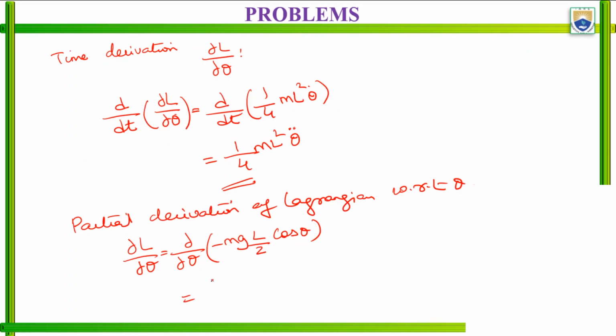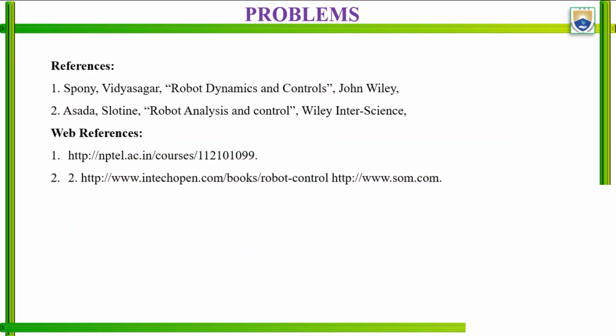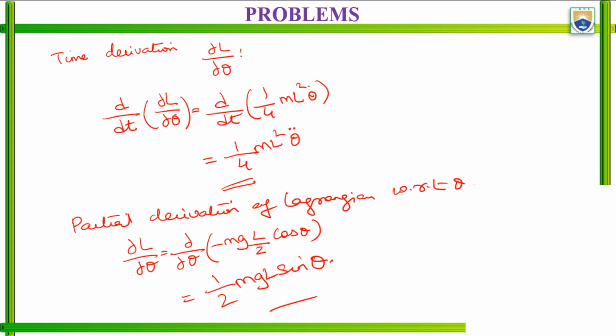Now when we are getting that, what will the final result become? 1 by 2 mgL sin theta. This will be the final partial derivation of the Lagrangian with respect to theta. After that, we need to find out the equation of motion.